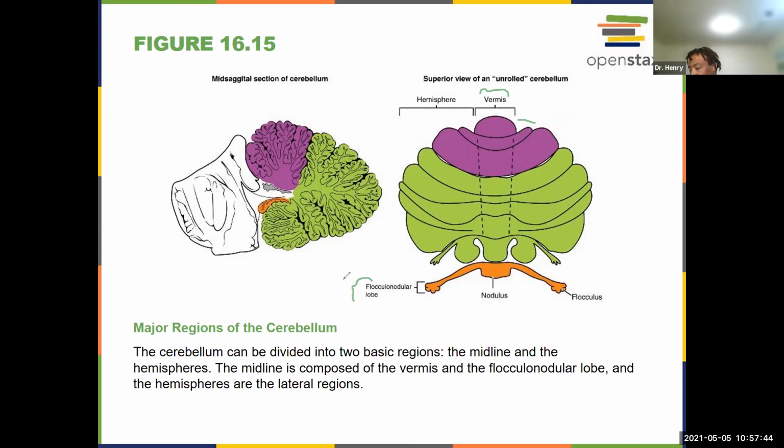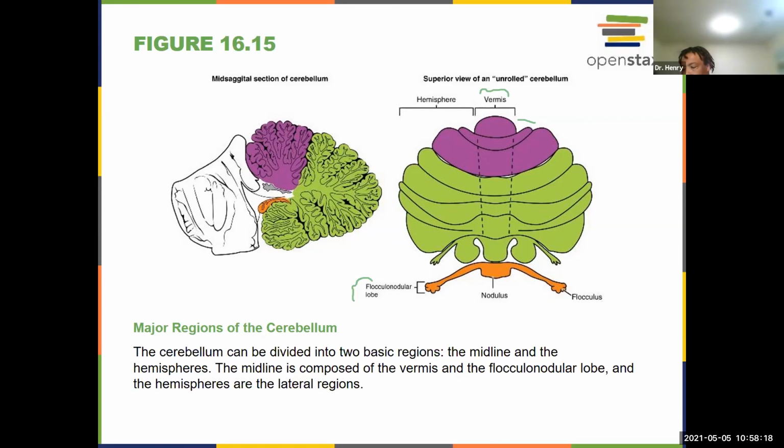And so if we divvy up the regions, depending on the test that we do, we can determine whether it'll be the spinal cerebellum that's going to be affected, or the vestibular cerebellum, or the cerebral cerebellum. Okay.